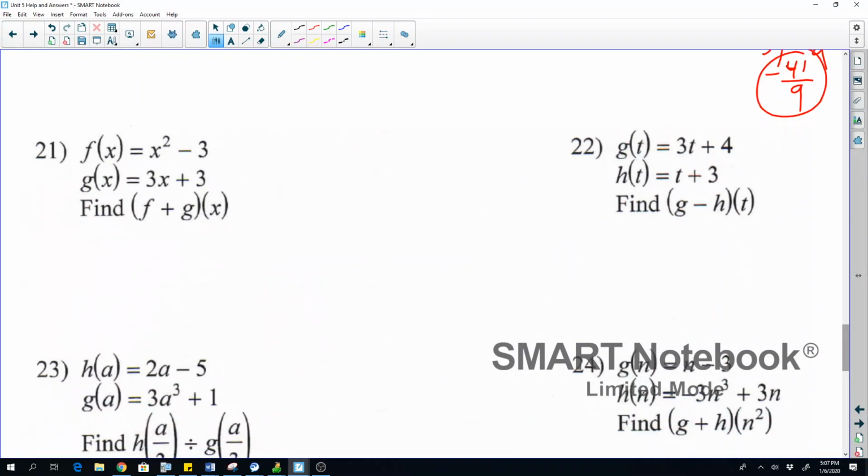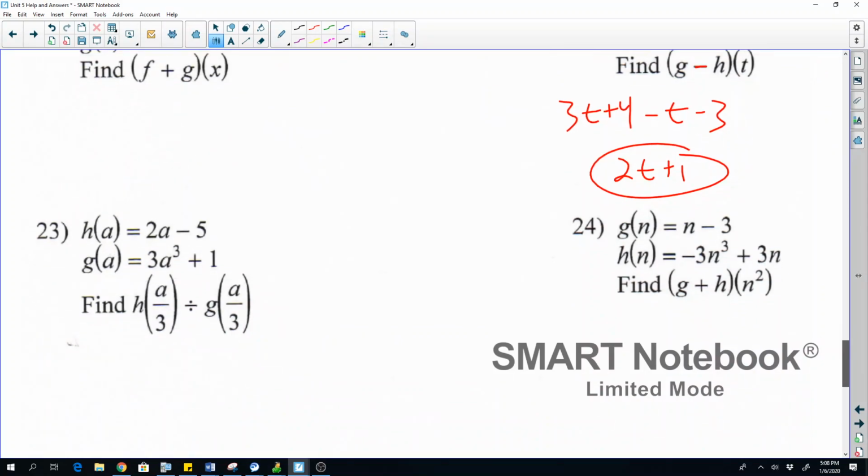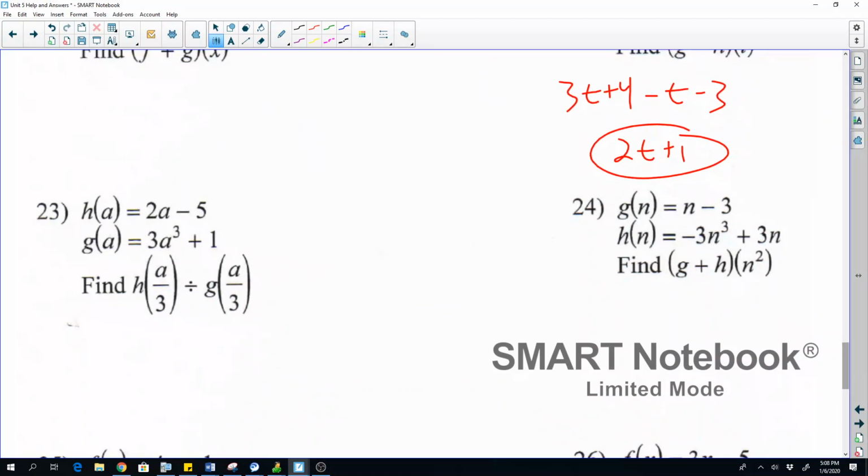So 22 will be subtraction. We got addition going on. Maybe we'll look at another division one because those seem harder. So this one will just be 3t plus 4. Now be careful. When it says minus h, that means to distribute it to a negative t and negative 3. And then 3t minus t is 2t. And then 4 minus 3 is 1. So just don't forget to distribute that negative through. Okay, excellent.